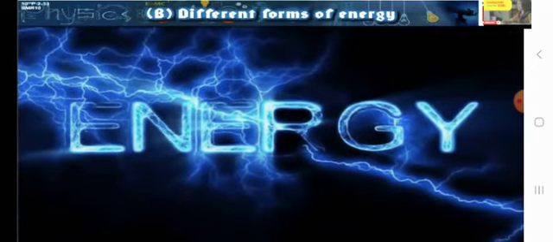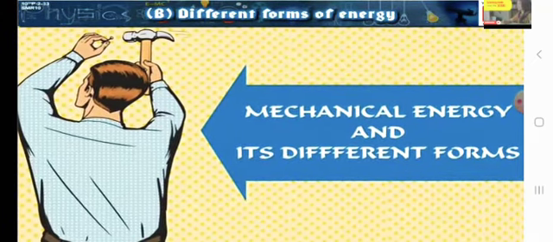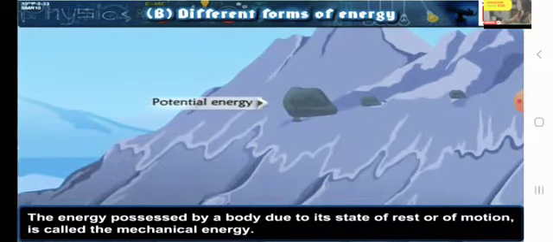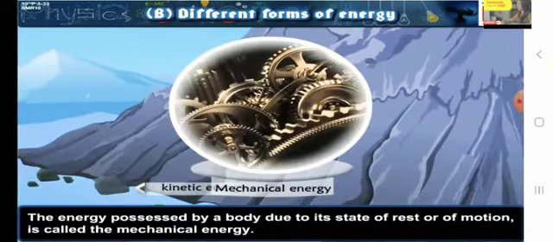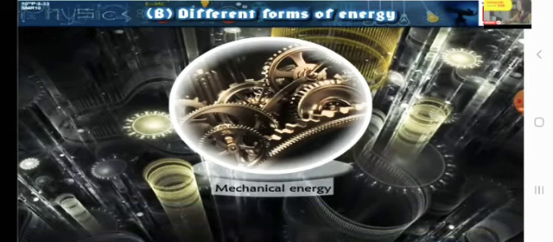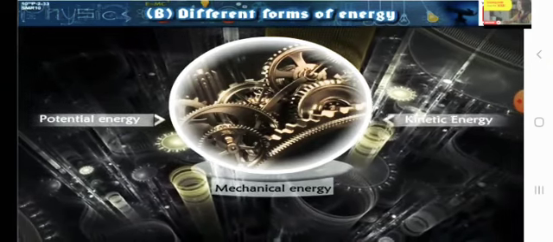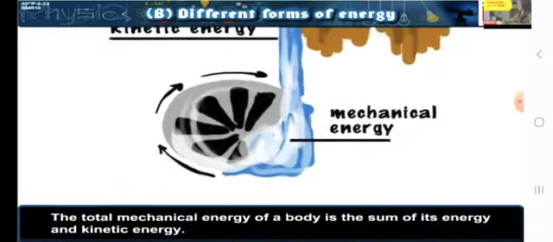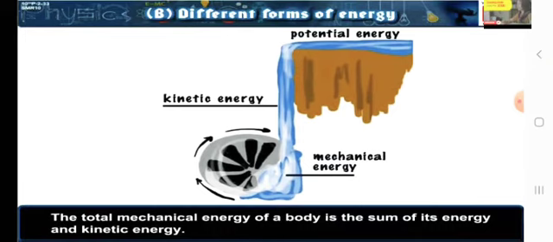B. Different forms of energy. Mechanical energy and its different forms. The energy possessed by a body due to its state of rest or of motion is called the mechanical energy. It has two forms: 1. Potential energy and 2. Kinetic energy. The total mechanical energy of a body is the sum of its potential energy and kinetic energy.